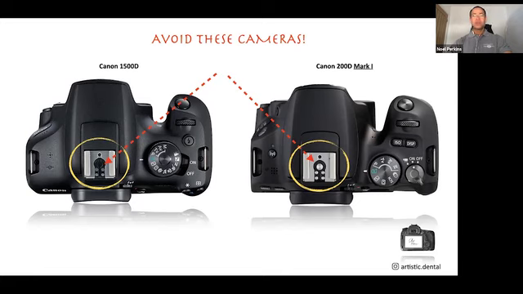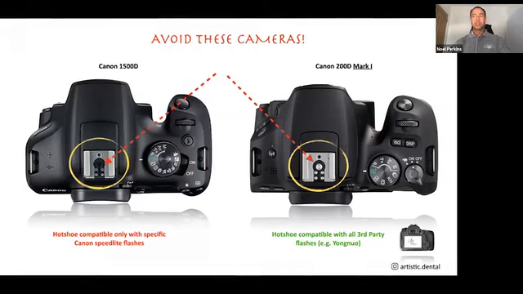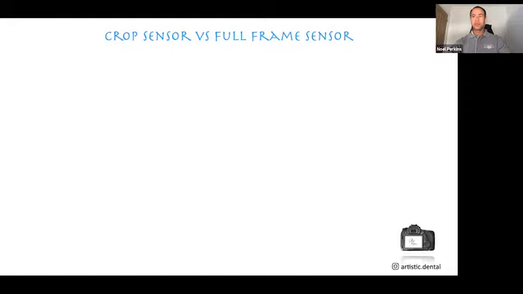Now, in the 1500D, you can see here, Canon is taking away the fifth metal circle. If you look at the 200D Mark I, you still have that fifth circle, which means that Canon is limiting you to their particular flashes, well, certain specific flashes. So you can't use third-party flashes which are cheaper, such as a Yongnuo. So I'd recommend you avoid anything which has only got 4 pins. Stay away from that, especially if you're looking to take your dental photography further.